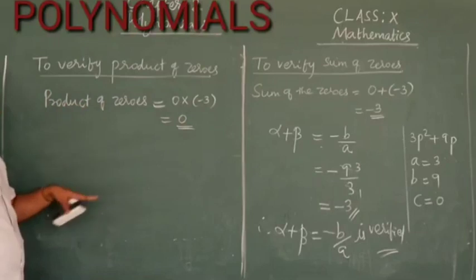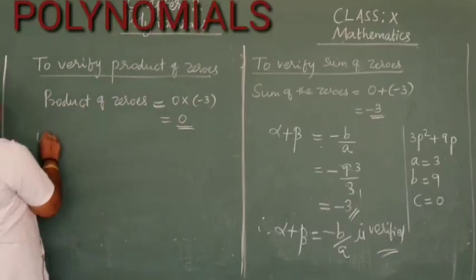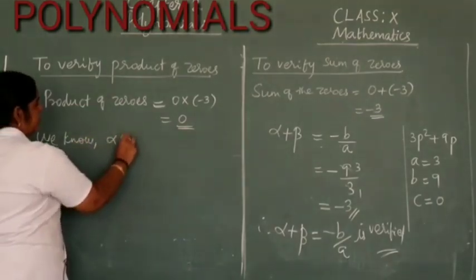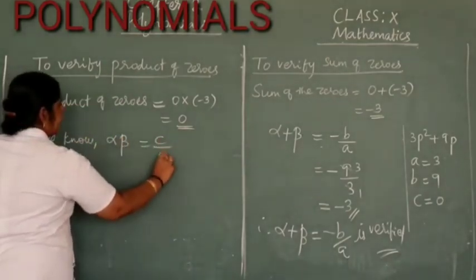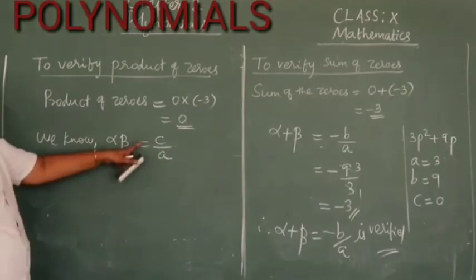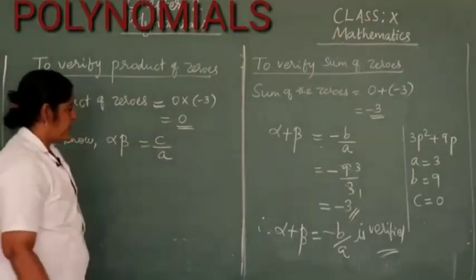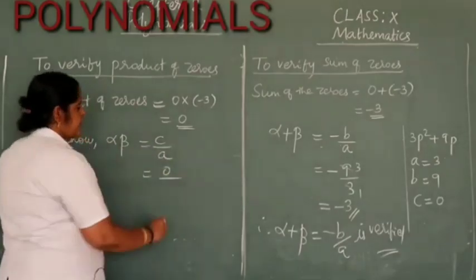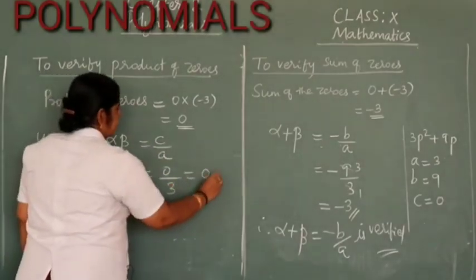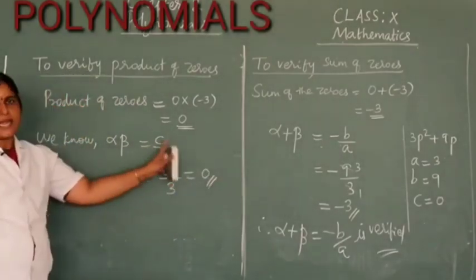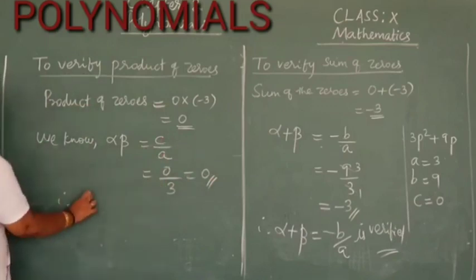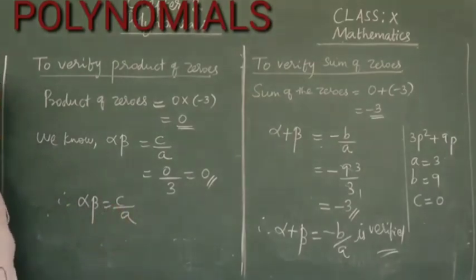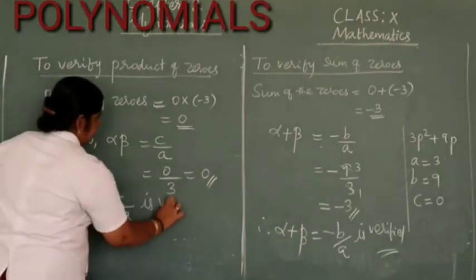Now we can verify using the relation. What is the relation for product of zeros? We know alpha beta equal to c by a. Now what is the value of c? 0. What is the value of a? 3. So 0 by 3 is again 0. We got the same answers. Therefore the product of the zeros, alpha beta equal to c by a, is verified.